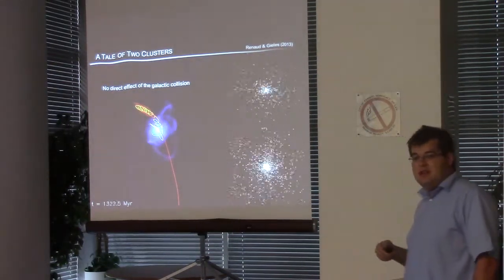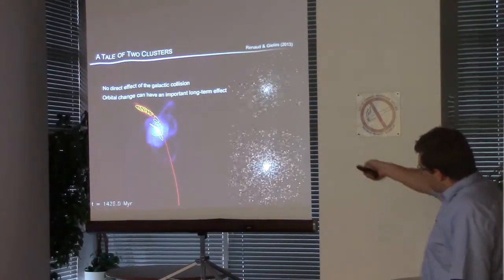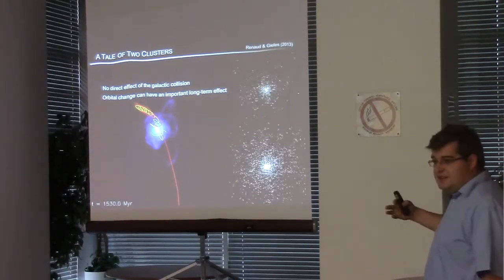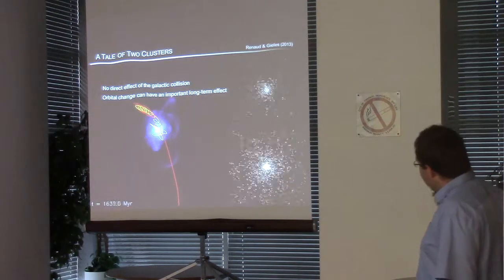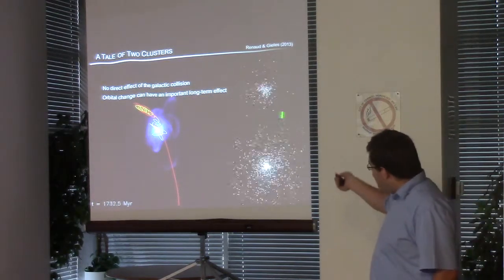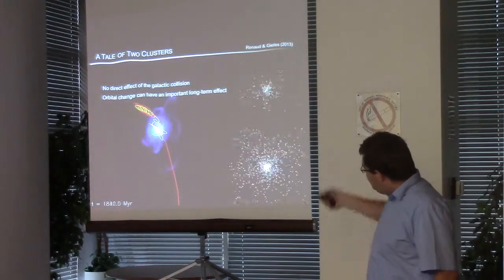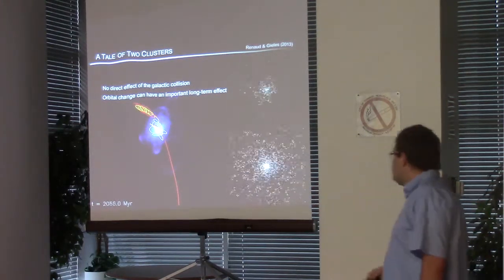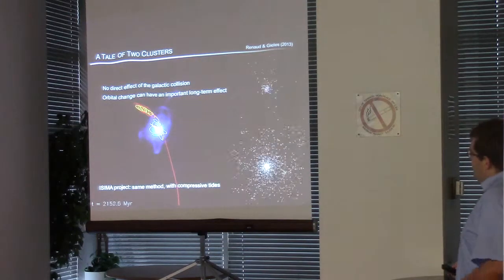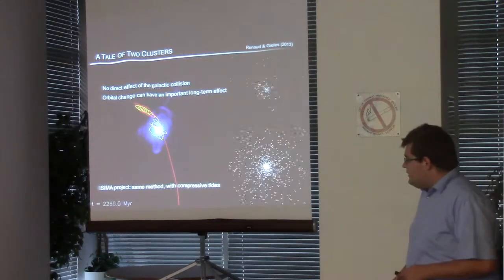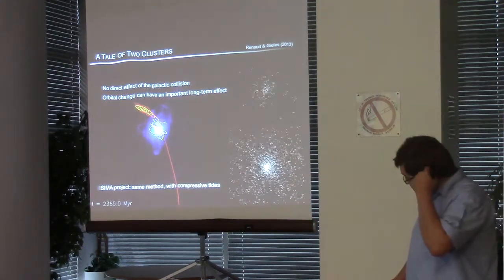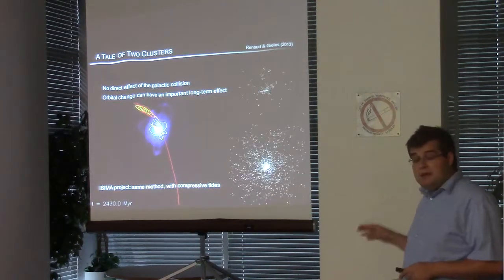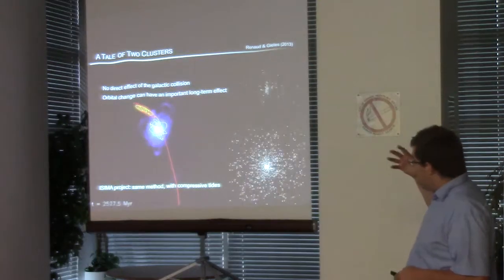And at some point, you will get the first collision. If you look at the star clusters at the first collision, there is nothing happening. You cannot see any effect, no direct effect of the galactic collision. But you see that one cluster is being ejected, one cluster is staying more or less in the central region, and after a few hundred million years, you can start to tell the two apart.